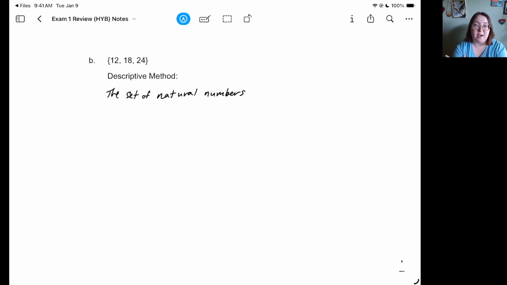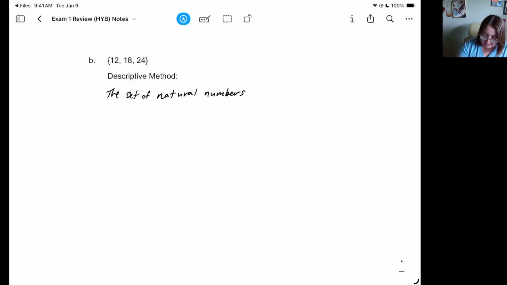So maybe I would say, okay, well, the lowest number is 12 and the highest number is 24. So I'm just going to include those. So I would say, okay, this is the set of natural numbers where the lowest number is 12 and the highest number is 24. Well, the way we would write that with our inequalities, right, is that we would have x greater than or equal to 12 and less than or equal to 24. So we could say something like that.